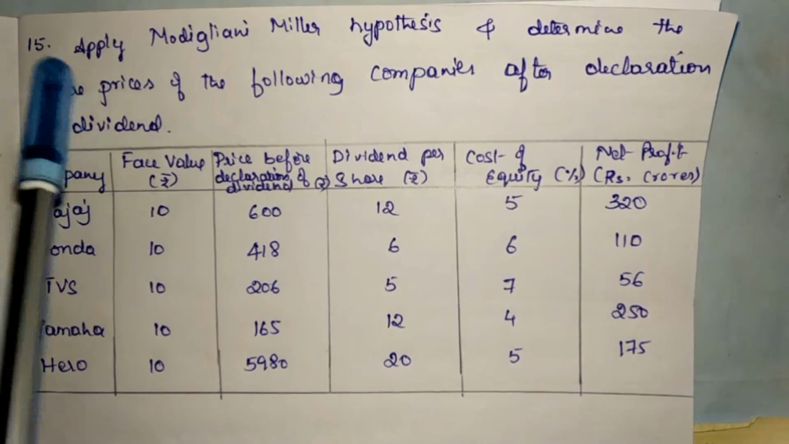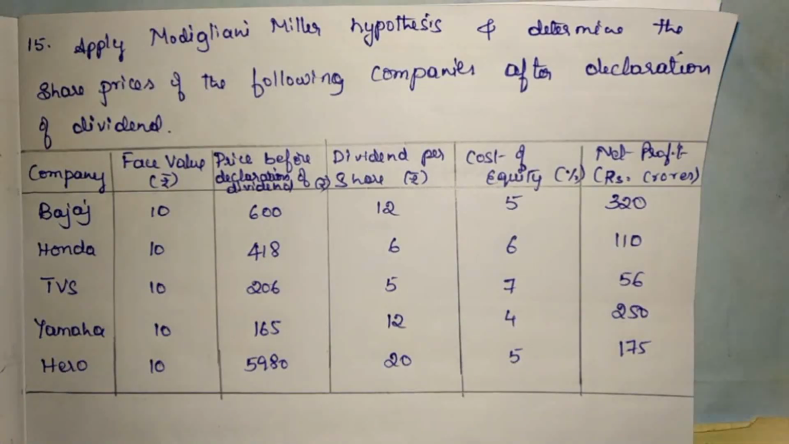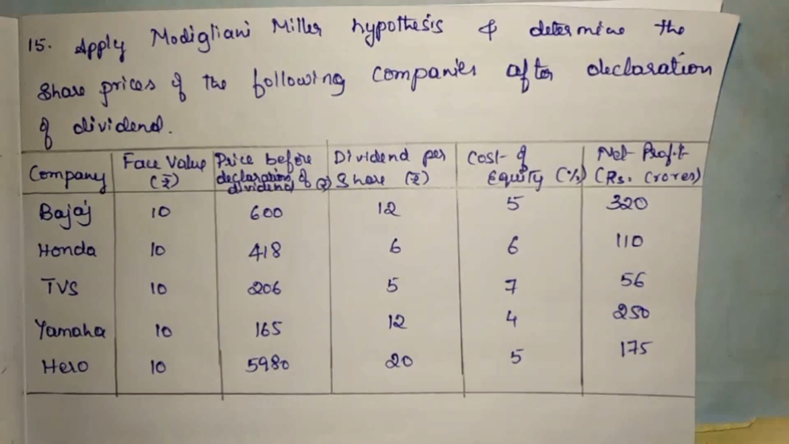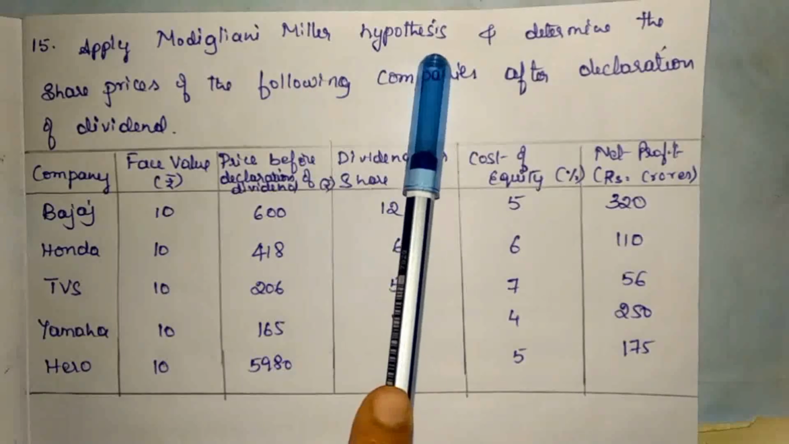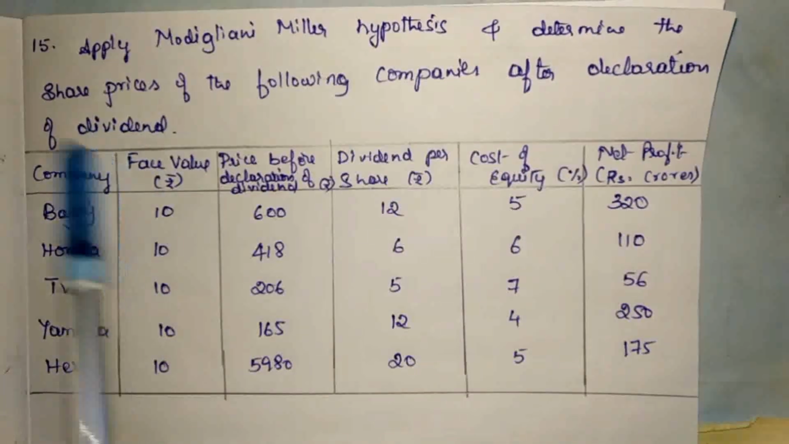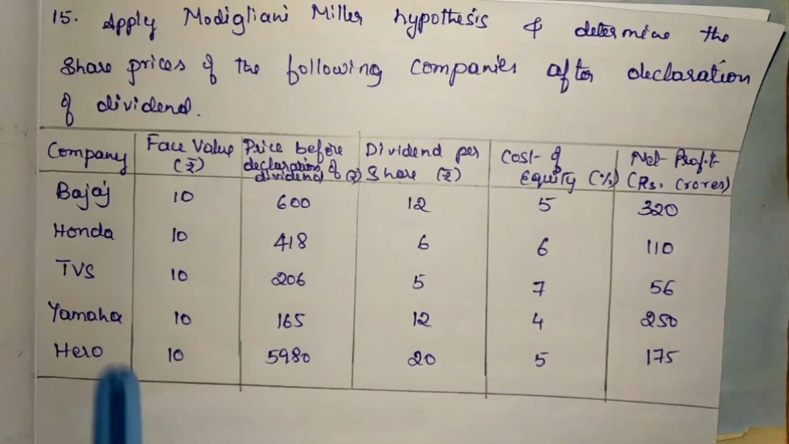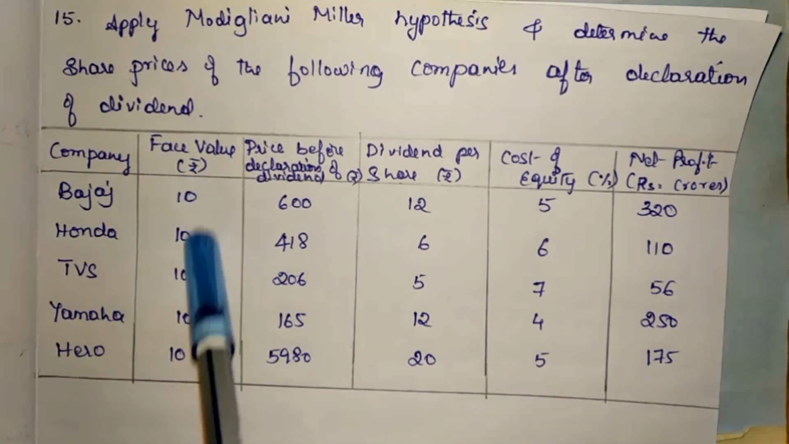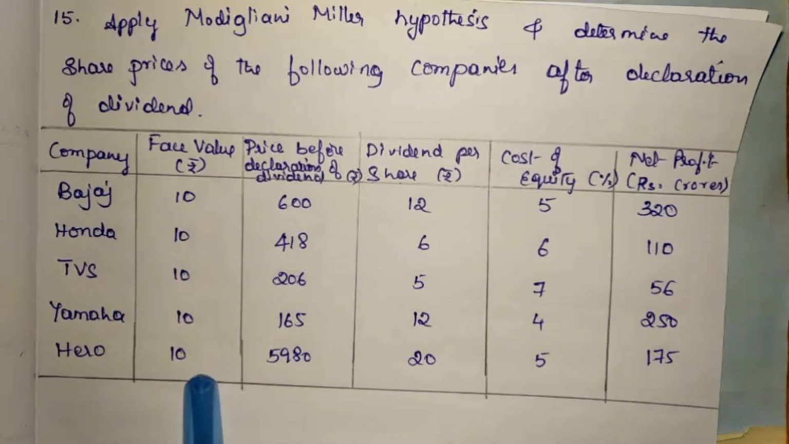Solve the problem under the Modigliani model. It's the 15th question. Apply the Modigliani hypothesis and determine the share prices of the following companies after declaration of dividend. There are 5 companies and their face value in rupees is given.